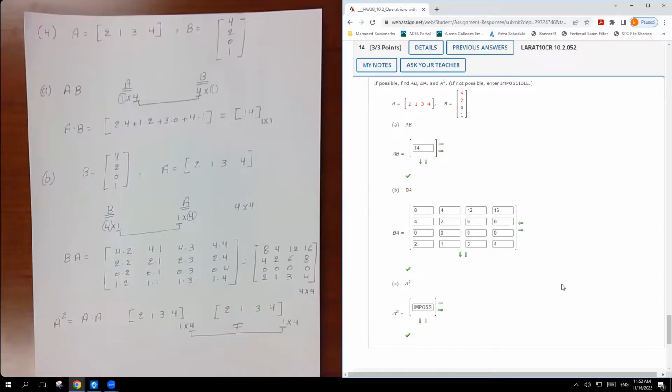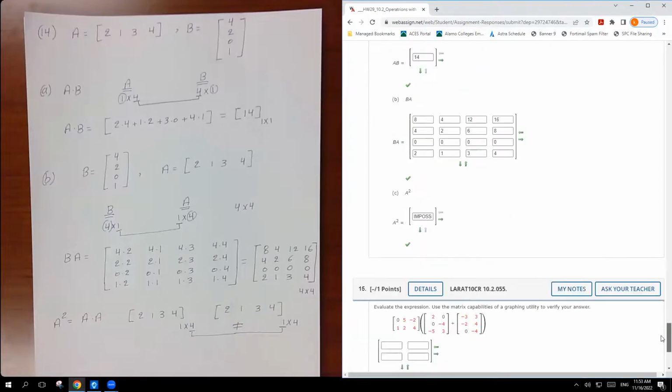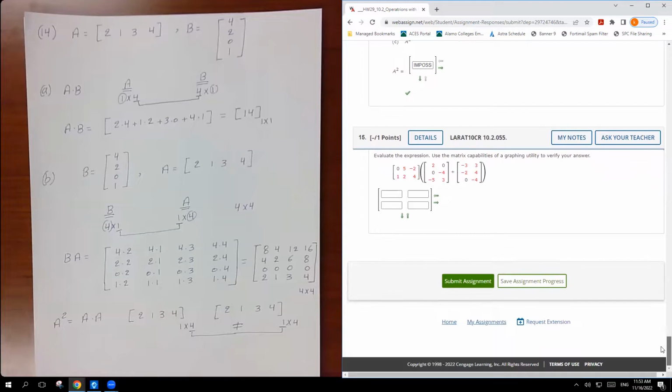We got it right. Let's move to the last question, 15. Evaluate the expression. So check here, we have addition and multiplication. So it's up to you the way you did it, which is the easiest way. You can check, can we add these two matrices? Yes, because they are exactly the same dimension. Then I'm going to multiply this matrix with the result of this addition.